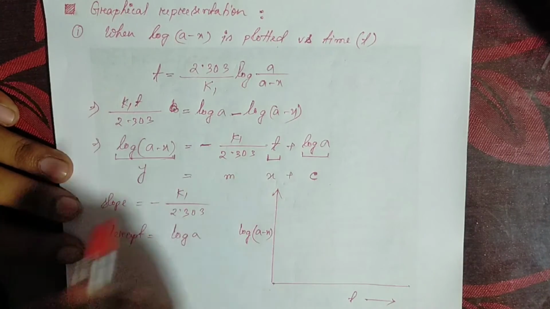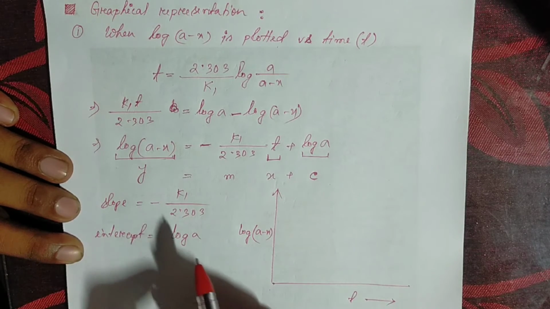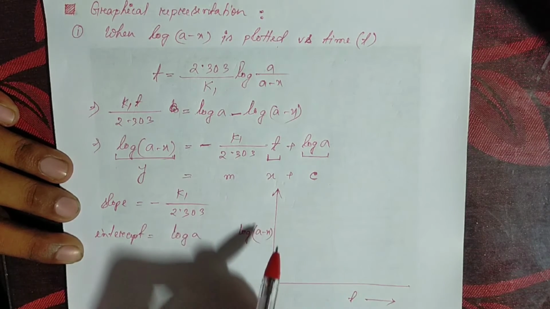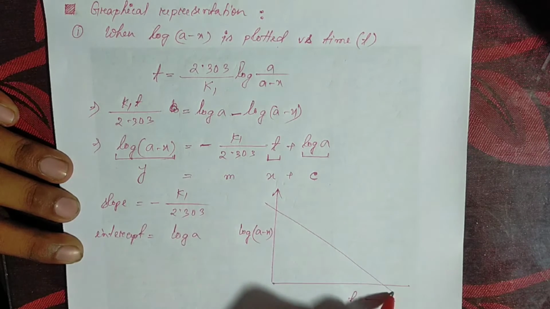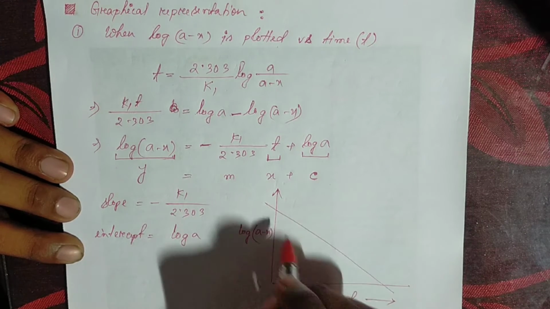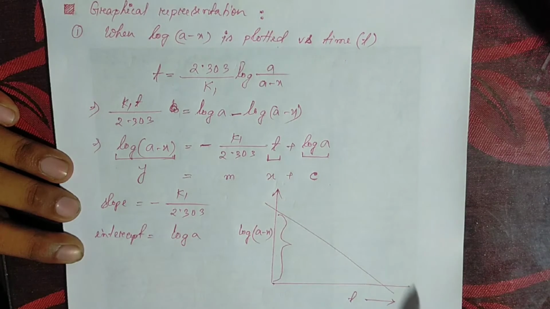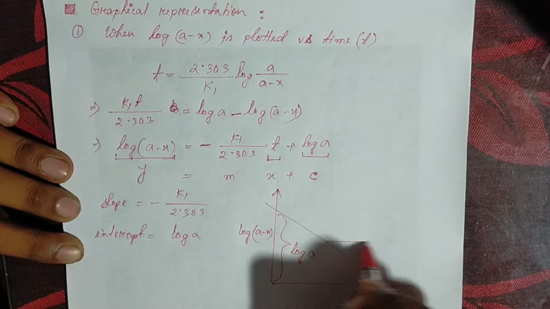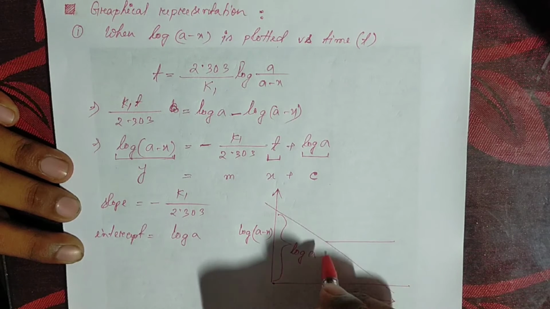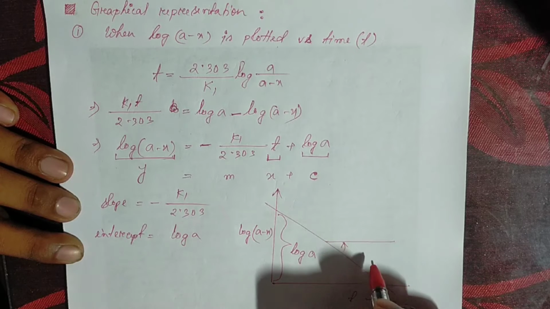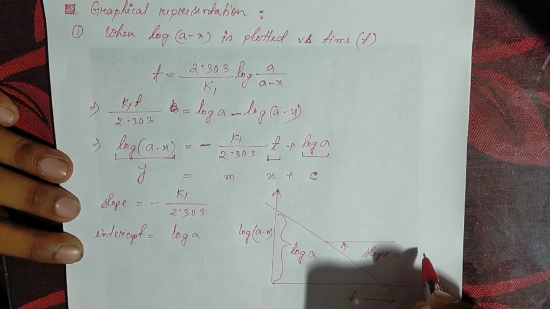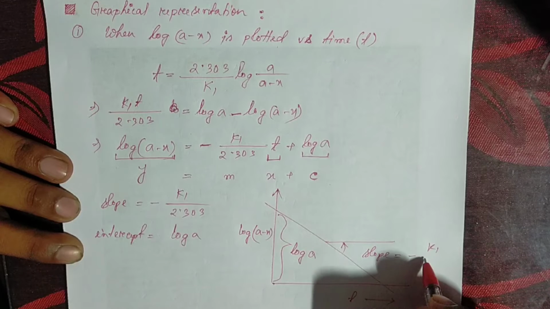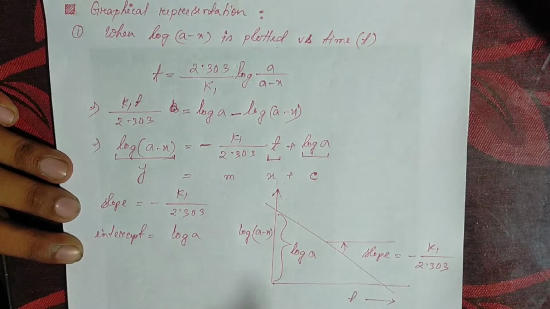And as it is negative, the graph will be like this. Okay, and this will be the intercept. The intercept is log a, and the slope will be negative, so slope will be minus k1 by 2.303. So this will be the graph.